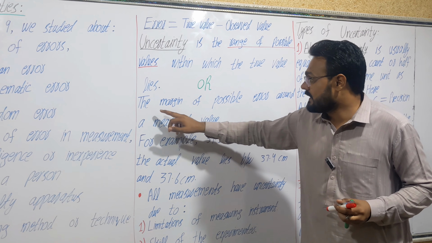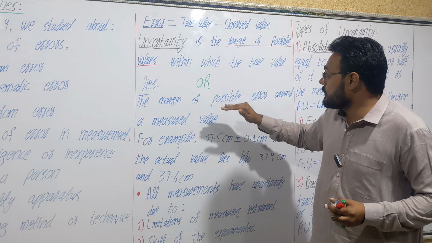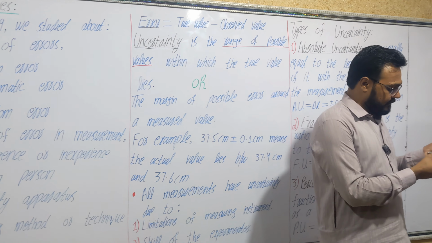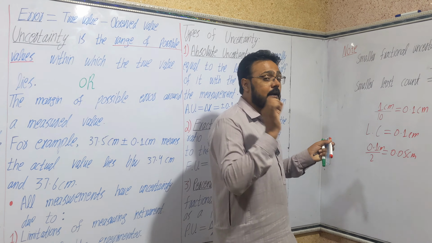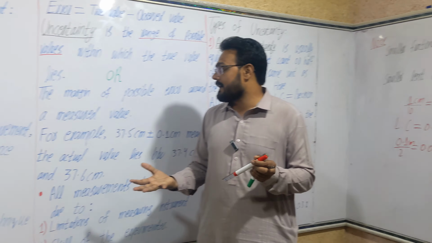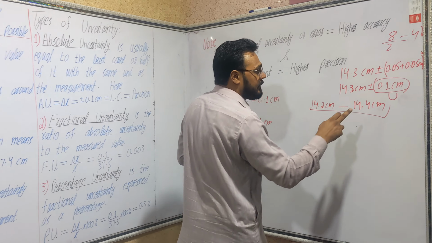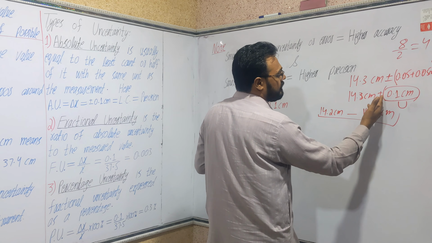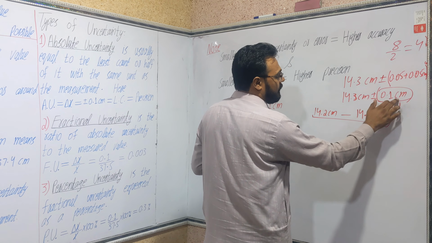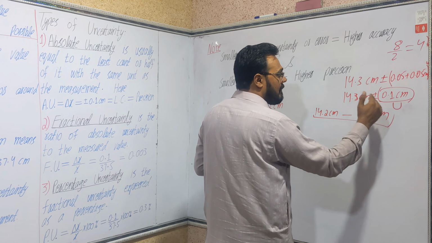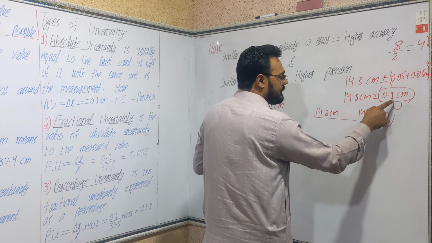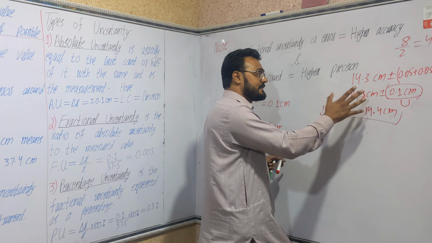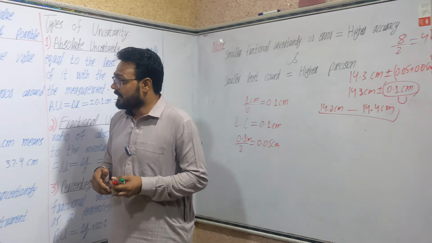Or another definition, the margin of possible error. If we measure through this scale, there is a margin of error. How much error? Error can be 0.1 centimeter, plus minus 0.1. This is uncertainty. Margin of error or range of possible values is known as uncertainty. Hope you got the point.